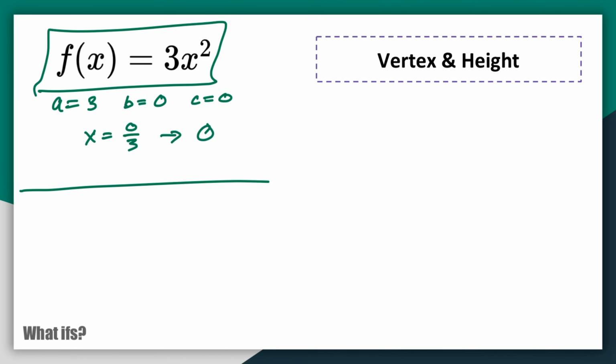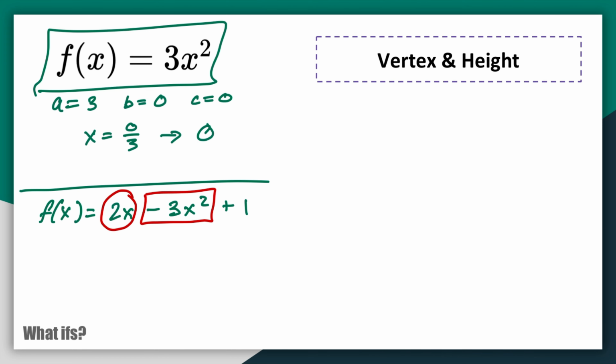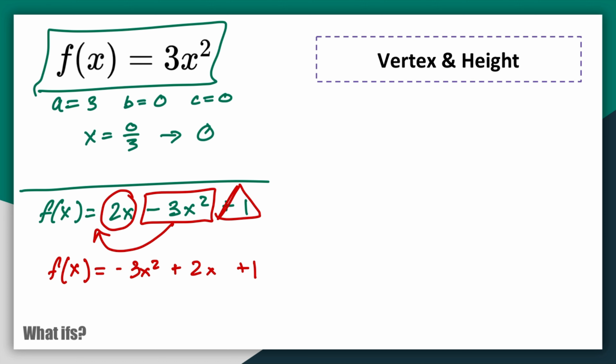And then further, what if I had f of x equals 2x minus 3x squared plus 1? Well, I need to rearrange this. I see that this is the A term, this is the B term, and this is the C term. So I'm going to put this one first and reorganize those. So f of x equals negative 3x squared plus 2x plus 1. Now it's in standard form. Now I can do it, okay?